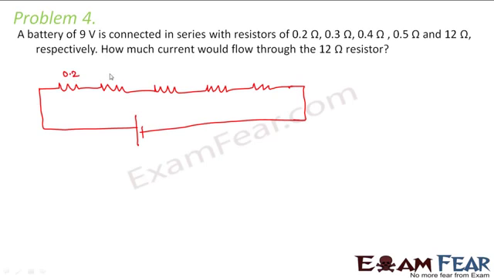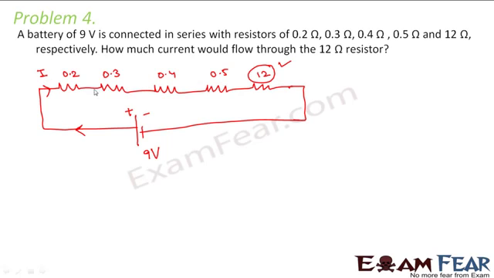So let us suppose this is 0.2 ohms, 0.3 ohms, 0.4 ohms, 0.5 ohms and 12 ohms, and this is a battery of 9 volts. So we have to calculate the amount of current which will flow through the 12 ohm resistor. Now if you look at it, this is the positive terminal of the battery, this is the negative terminal. So the direction of conventional current would be from positive to negative. So that means this is how current will flow.